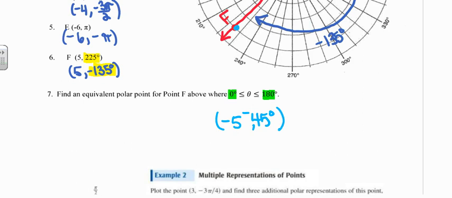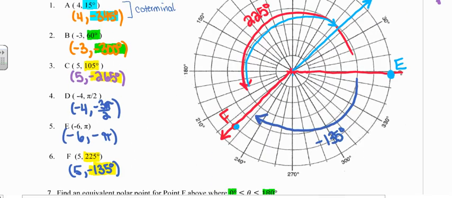I don't know why I made that angle negative. Sorry, I'm going to go make that a positive 45 degrees.